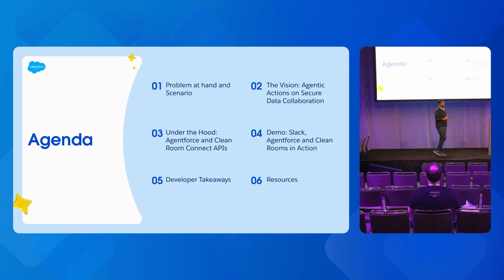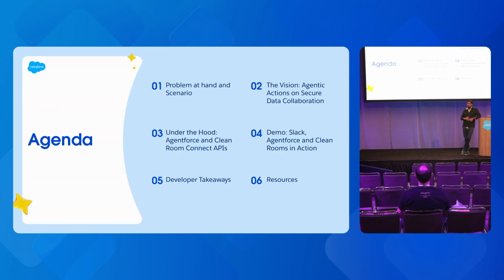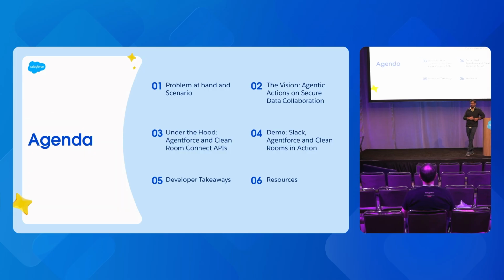So today's agenda is pretty simple. We'll start with the problem statement, we'll understand a scenario, and we'll see how that scenario can be implemented or solved using the clean room as a solution. I'm going to share the vision on how we can use Agentforce in Data Cloud Clean Rooms, and then we'll see under the hood how it is implemented. We are going to integrate Data Cloud Clean Rooms, that is Data 360 Clean Rooms, agents, and Slack all together. I'm going to show you an end-to-end demo on how to implement that.